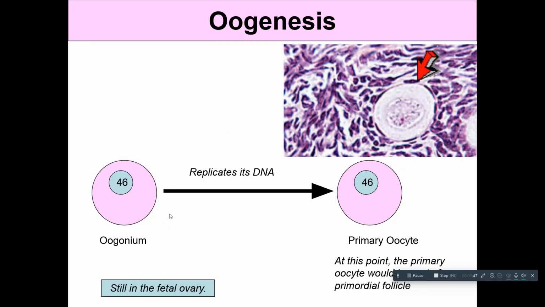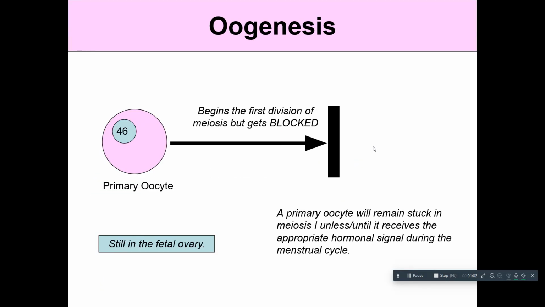Each oogonium is going to replicate its DNA, and it's going to turn into a primary oocyte. The primary oocyte is going to be part of a primordial follicle. So here's a primordial follicle right here, surrounded by a layer of simple squamous supporting cells. And in that fetal ovary, each primary oocyte, which is inside a primordial follicle, is going to start doing meiosis, which is our two-stage cell division where we make haploid cells.